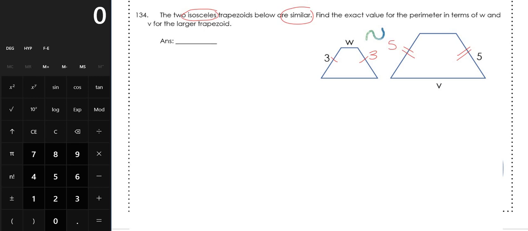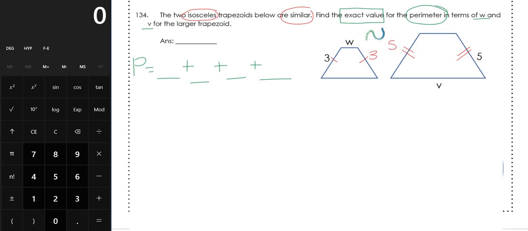Find the exact value of the perimeter in terms of W and V for the larger trapezoid. So what I want to get is the perimeter for my larger trapezoid. I have 4 sides for a trapezoid. So 1, 2, 3, 4. I like to get it set up. They want my answer to be in terms of W and V. So that means that some of these lengths I'm not going to be able to solve for. My answer should have a W and a V in that perimeter answer.